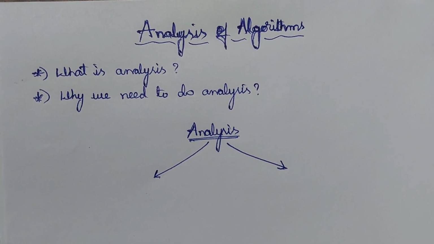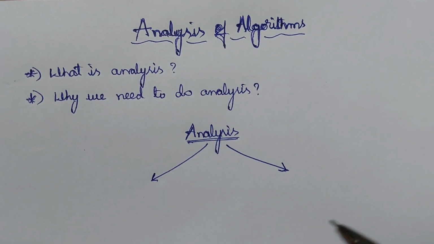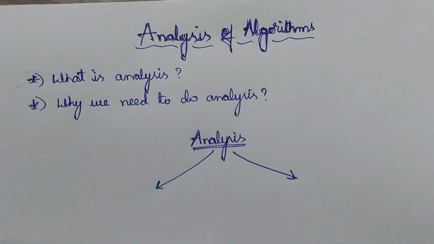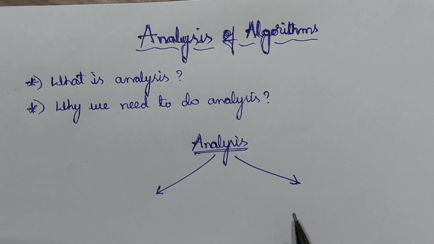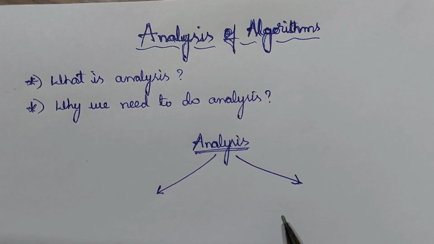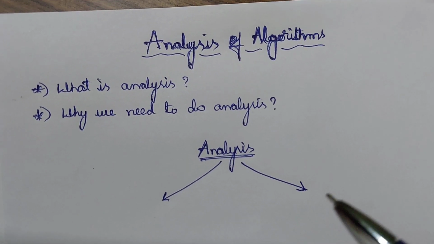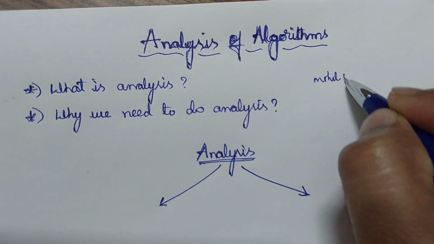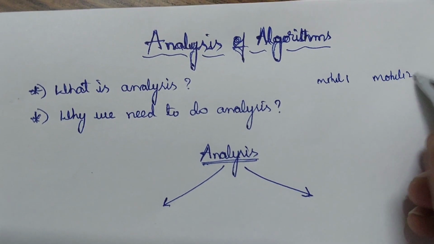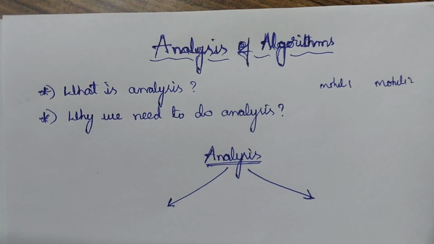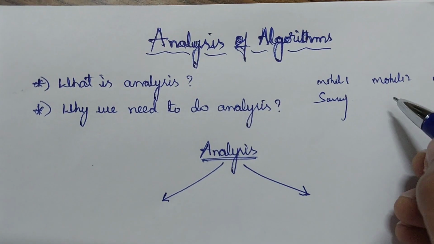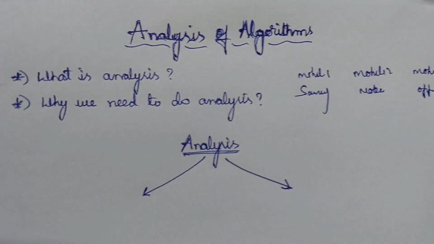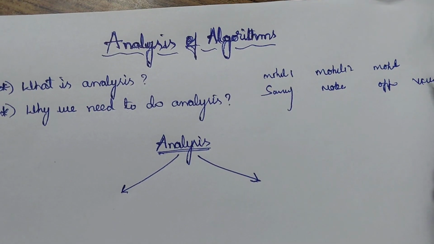Take an example. Assume we want to buy a mobile. What will we do? We will first fix the budget, for example, 20,000 for buying the mobile. Then we will list the features of different mobiles, say Samsung, Nokia or Oppo, Vivo. Like that, some 3 or 4 mobiles we will take.